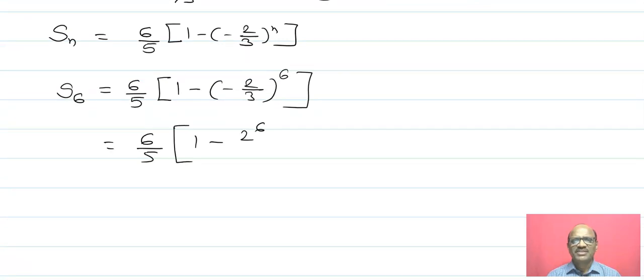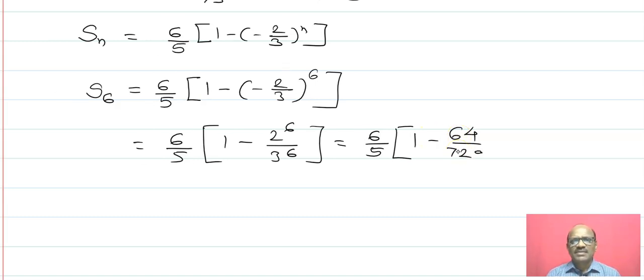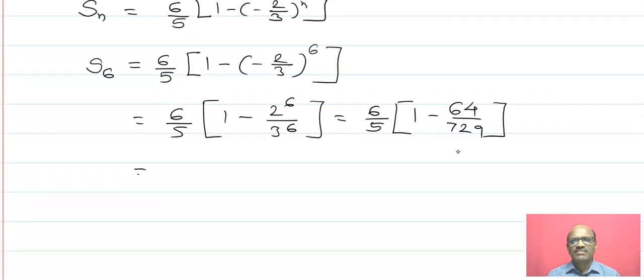Bracket raised to n must be there because we are finding the value of S6. Therefore, replace n by 6. Therefore, it is 5 by 6 in square bracket 1 minus 64 upon 729.